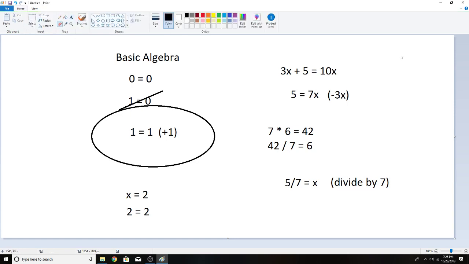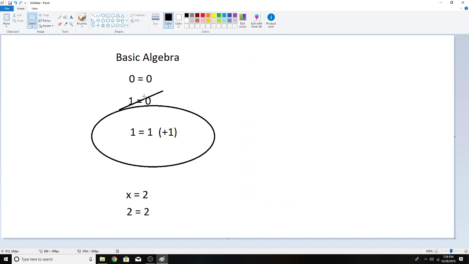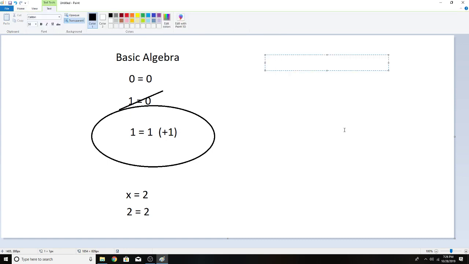How do I rub stuff out? Ah yeah, so select. So if we now, where's my text again? So if I get text, let's do another one. So this will be an interesting one.